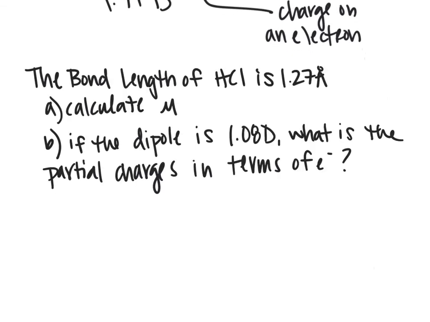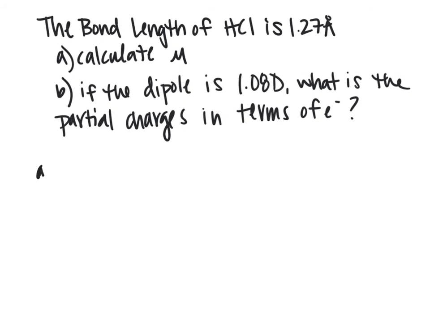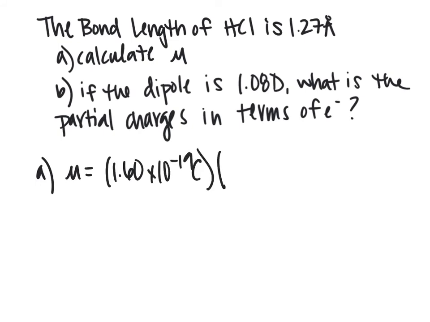Our example problem states that the bond length of HCl is 1.27 angstroms. In part A, we want to calculate the dipole moment. And in part B, it says if the real dipole is 1.08 debye, what is the partial charge in terms of e minus? So let's look at the first part. In part A, we know that mu equals QR, so mu is going to equal the charge on the electron, 1.60 times 10 to the negative 19 coulombs, multiplied by our 1.27 angstroms, that's our radius.